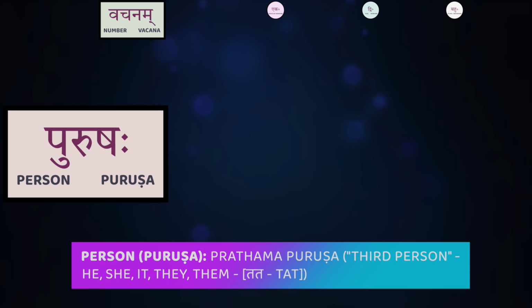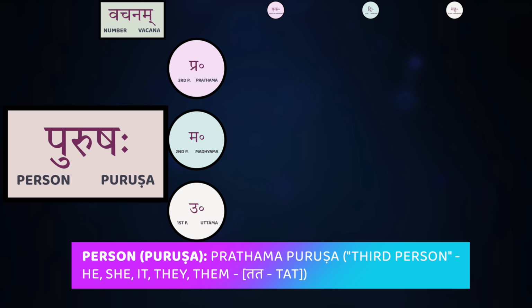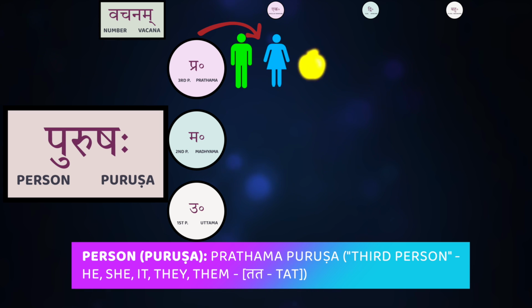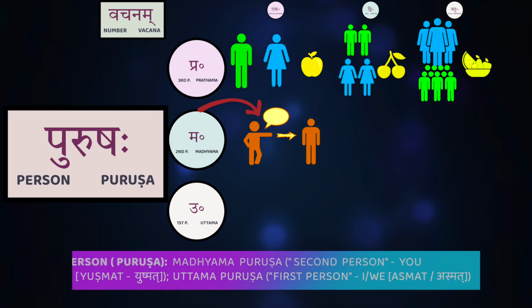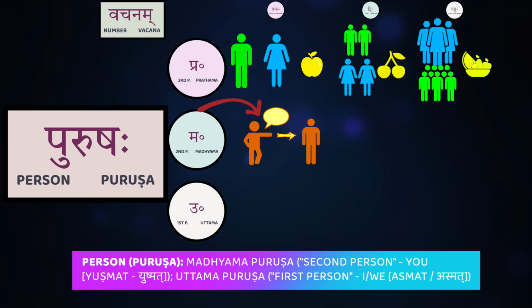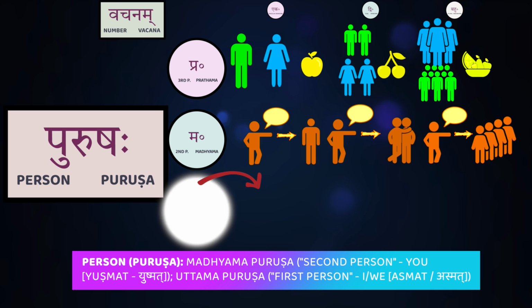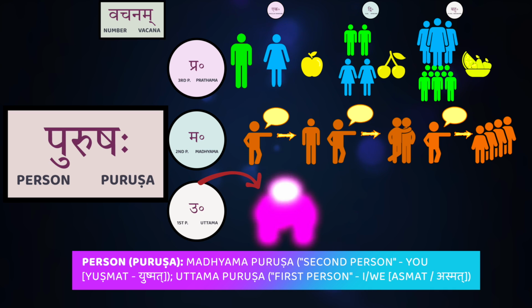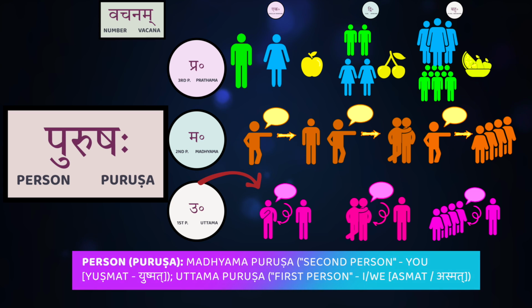In Sanskrit, the persons are called purushas. There's prathama purusha, which corresponds to the third person in English. He, she, it, they, them. Then there's madhyama purusha, which corresponds to the second person in English, meaning you. And then there's uttama purusha, which is the first person, meaning I or we.